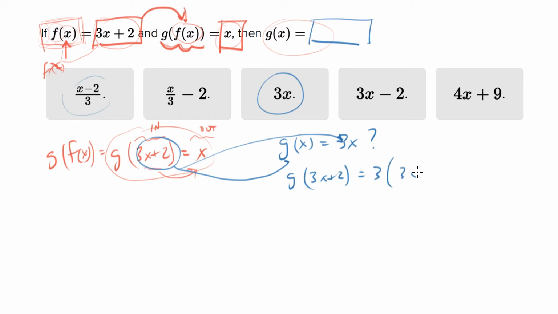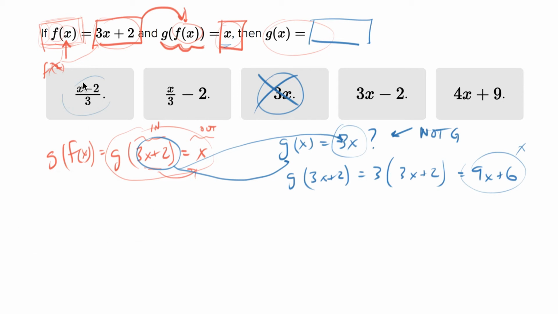3 times 3x plus 2, right? I'm just taking the function I was given and taking the input and plugging it in for x. And what you end up with is 9x plus 6. So how do we handle this? What does that mean? So g of 3x plus 2 equals 9x plus 6. What that means is that this function that we picked for g is not right. If it were g, what we would have over here would be x, because that's what they told us g is equal to. So we don't have that, so we know this is not the answer. So we need to repeat this process, trying out all of the options until we find one that works.